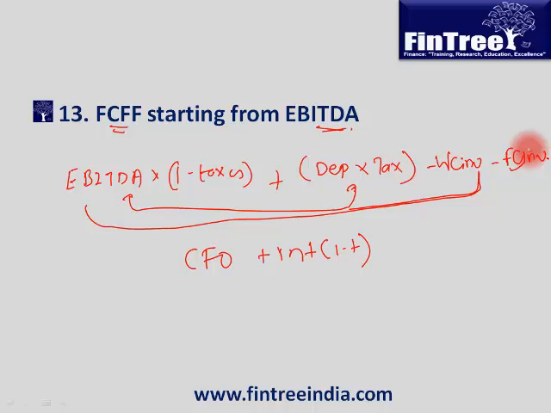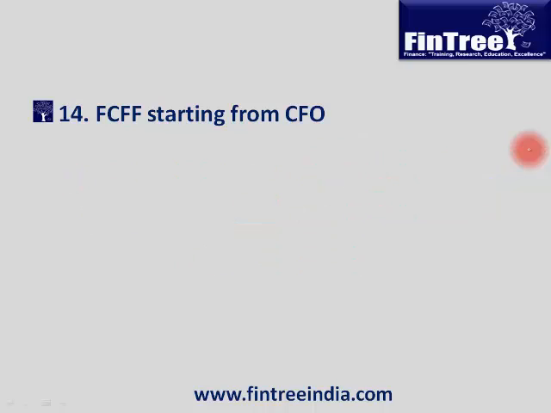Should we move on? Next one, FCFF starting from CFO, the easiest one. So CFO, then plus interest net of taxes, which would be interest times 1 minus T, and then minus fixed capital investment.